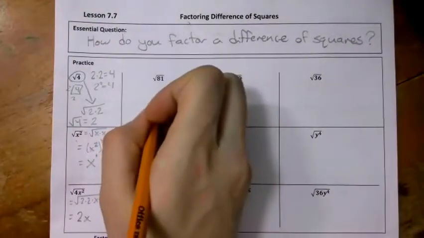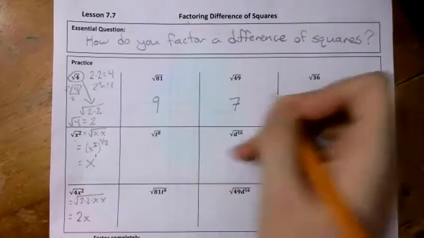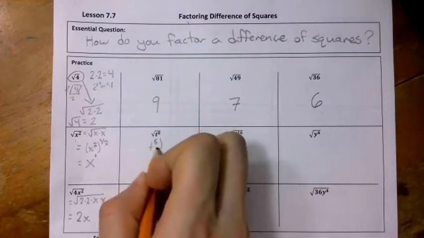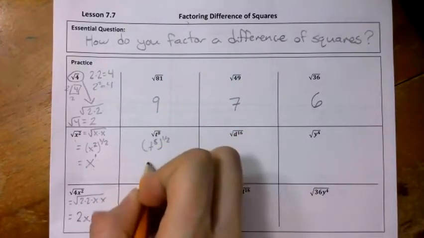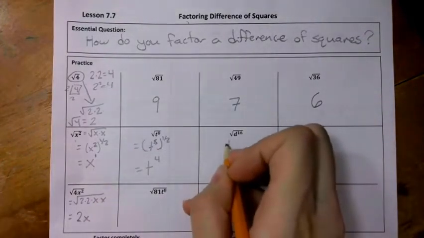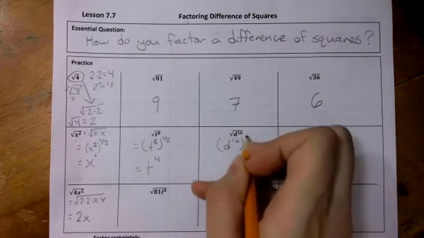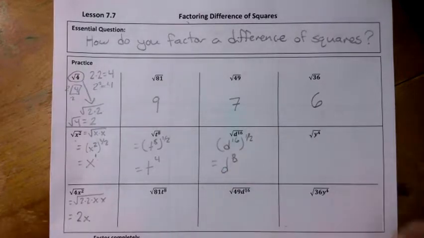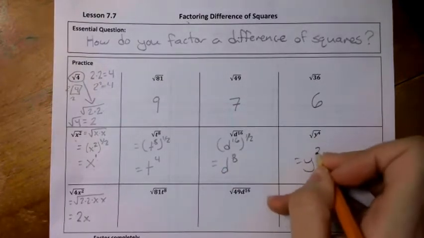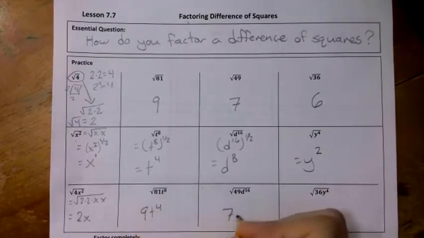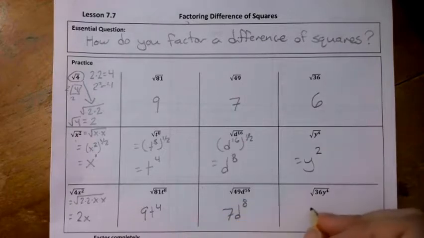Square root of 81 is 9. Square root of 49 is 7. Square root of 36 is 6. The square root of t to the 8th, well, this would be t to the 8th to the 1/2. Half of 8 is 4. So this would be t to the 4th power. We could do the same thing with this one, d to the 16th to the 1/2 power. So that would be d to the 8th. And then this would be y squared. For our last row here, we have 9t to the 4th, 7d to the 8th, and then 6y squared.